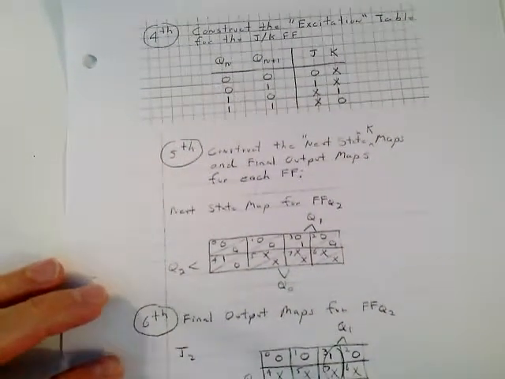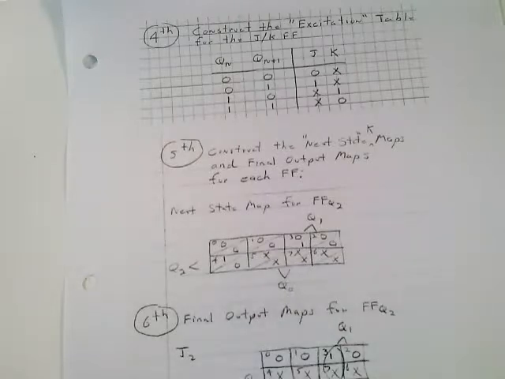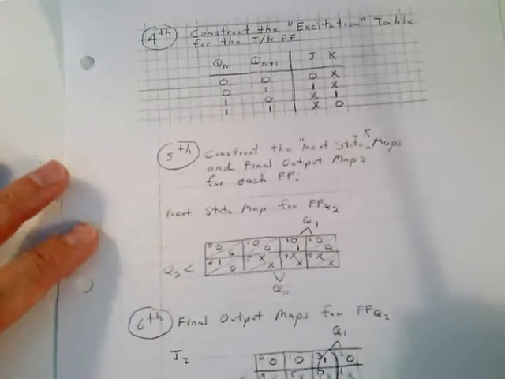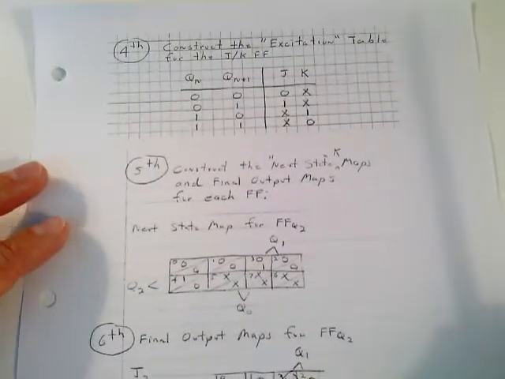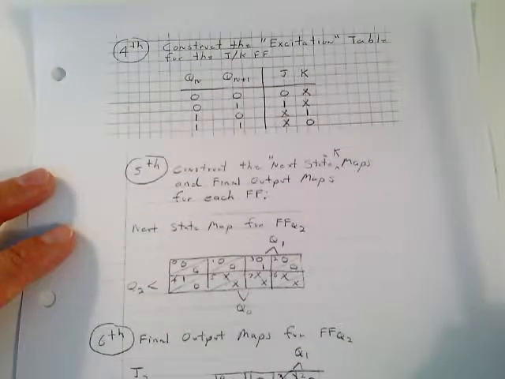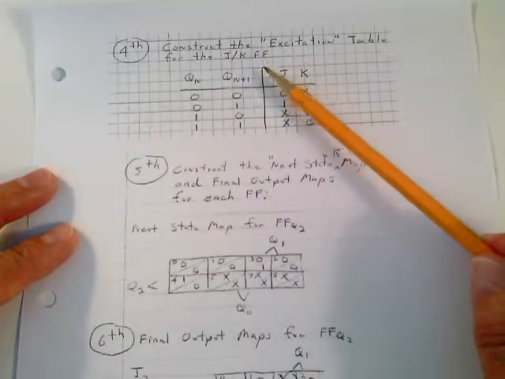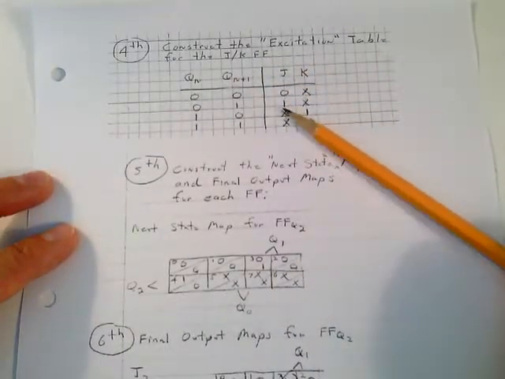The third step. This is on page number 212. Or the fourth step, I'm sorry. Construct the JK excitation table. And it's going to be the same for all these designs because we're going to use JK flip-flops. If we used another flip-flop like an SR, you'd have to use an SR excitation table. But we're going to use the JK excitation table, so you just basically have this available.